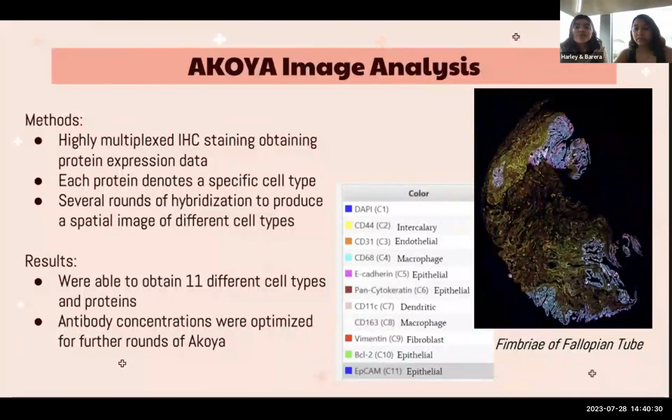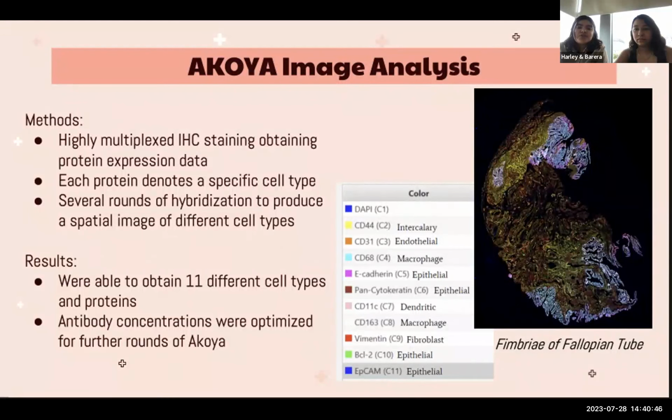The imaging has multiple rounds of hybridization stacked, and this just means that one round of probes attach to the antibodies and a picture is taken. The probes then wash off and another round happens with another picture. In the end, the images are stacked together to give a spatial image of the different cell types.